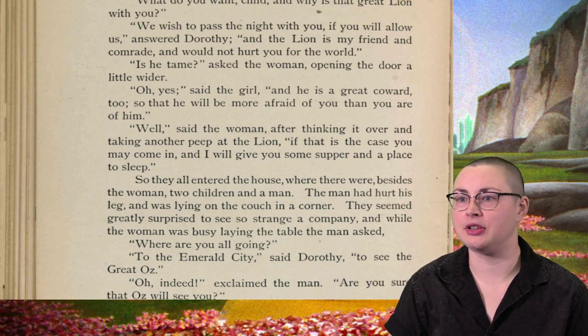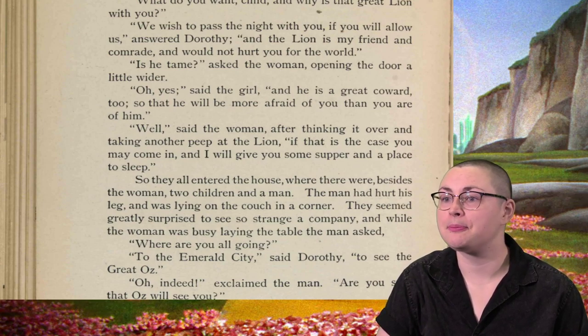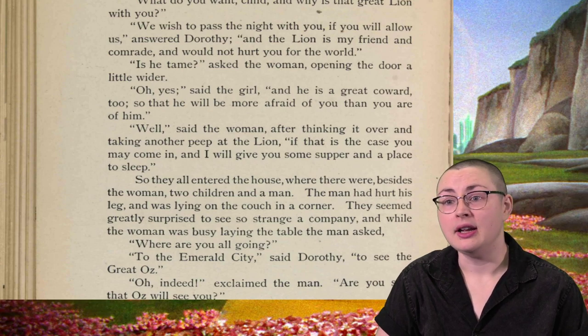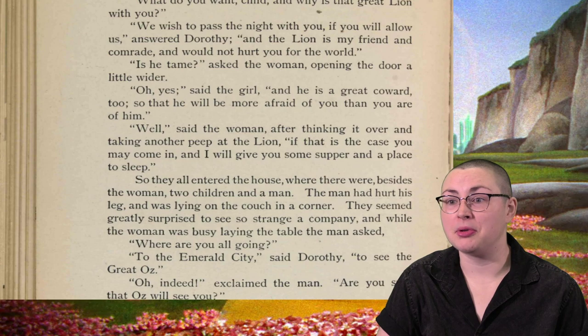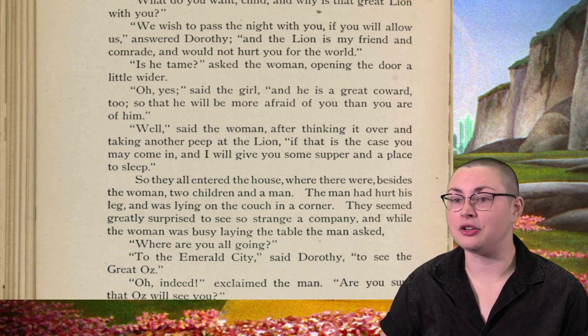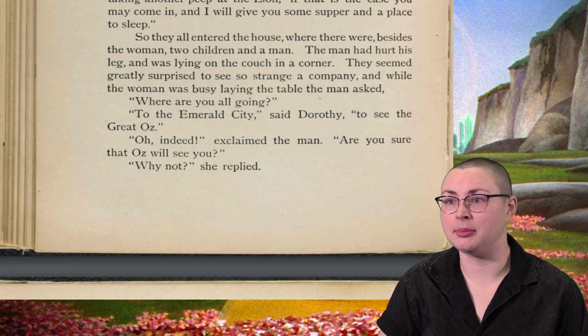So they all entered the house, where there were, besides the woman, two children and a man. The man had hurt his leg and was lying on the couch in a corner. They seemed greatly surprised to see so strange a company, and while the woman was busy laying the table, the man asked, "Where are you all going?" "To the Emerald City," said Dorothy, "to see the Great Oz." "Oh, indeed," exclaimed the man. "Are you sure that Oz will see you?"